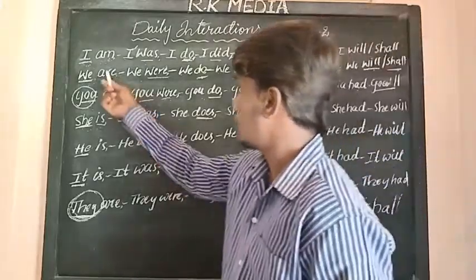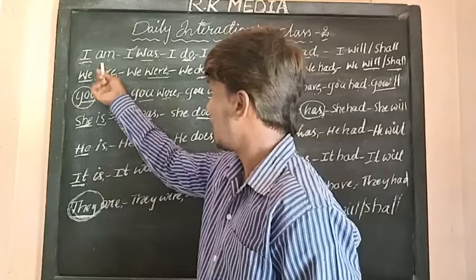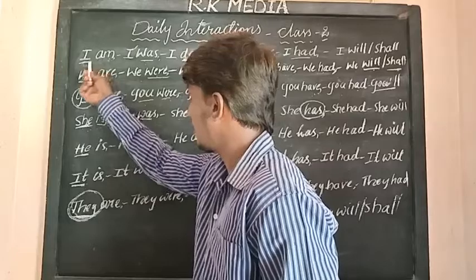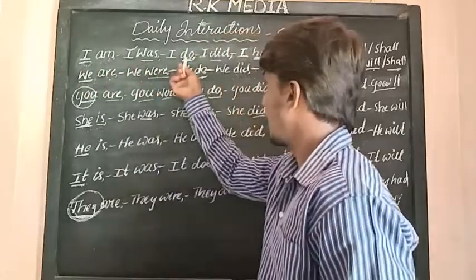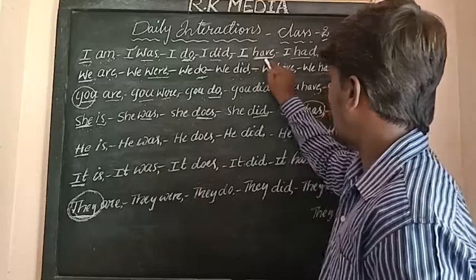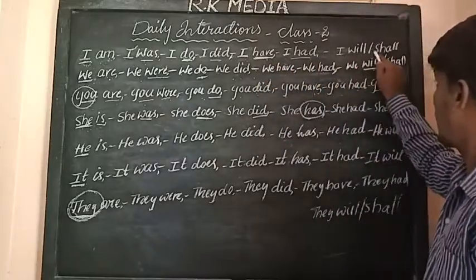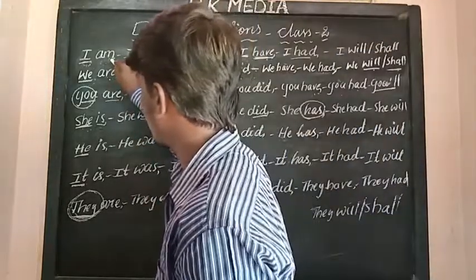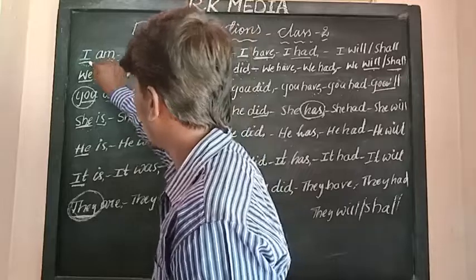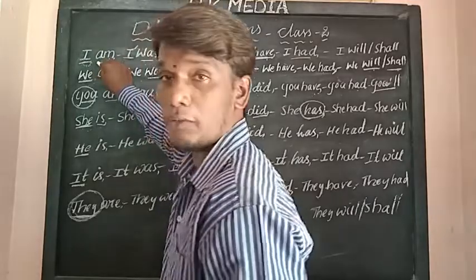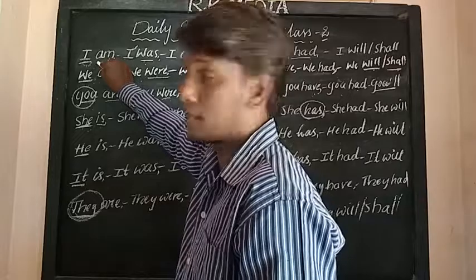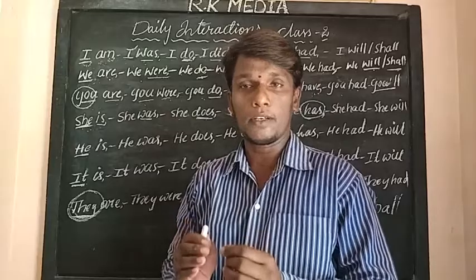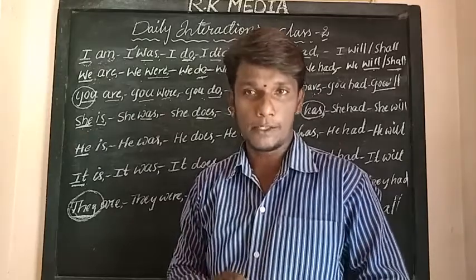So let us talk about the first be form, that is am, which I use for I. So: I am, I was, I do, I did, I have, I had, I will, or I shall. When you use am for I, it indicates that you are something. If somebody asks you, what are you? I say very properly that I am a teacher.